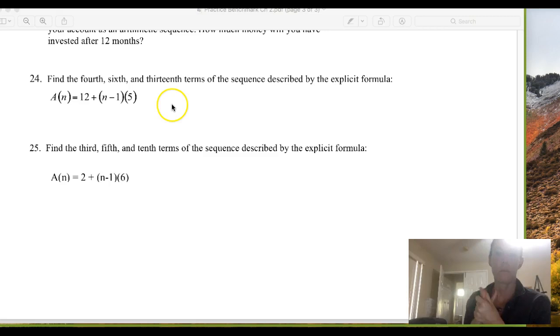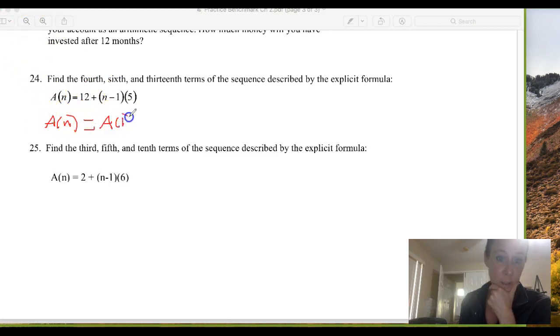Careful. Okay, find the 4th, 6th, and 13th terms of the sequence described by this explicit formula. So remember, explicit formulas, just to go over this, any term will equal 12, which is your first term, a sub 1, plus whatever the number of terms is minus 1, and then 5 is your common difference. Oh, that was d. I'm writing out the general formula. So 5 was my common difference. 12 was my first term, not my zero term.